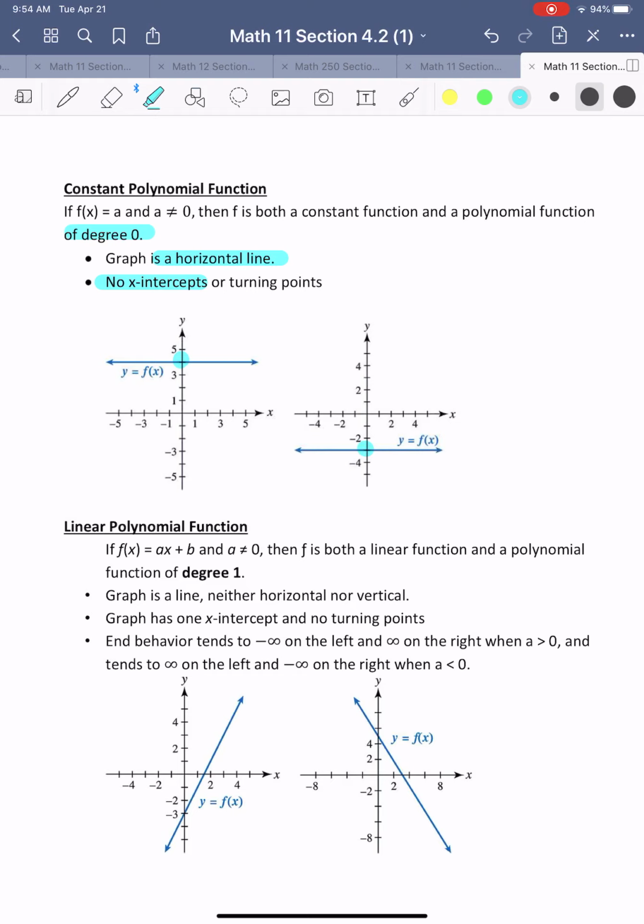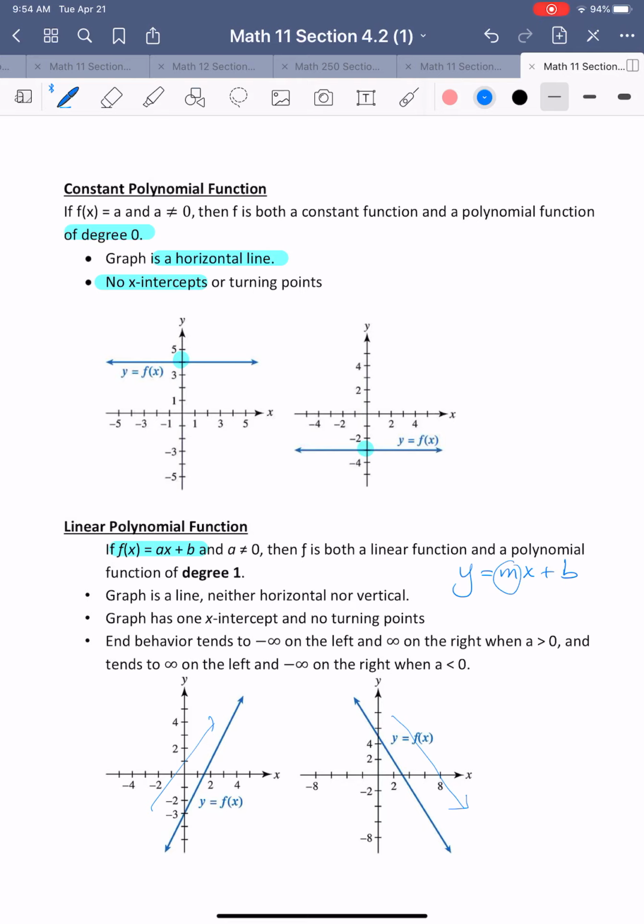And the linear function, which we call f of x equals ax plus b, or mainly you know it as y equals mx plus b. It's the same as ax plus b, and this is a line. There's one x-intercept, and there are no turning points, because the line is only ever increasing or decreasing. So we can say the slope is positive or negative by the m.